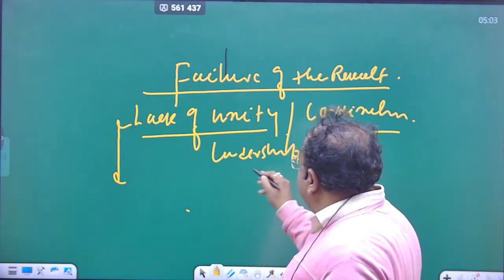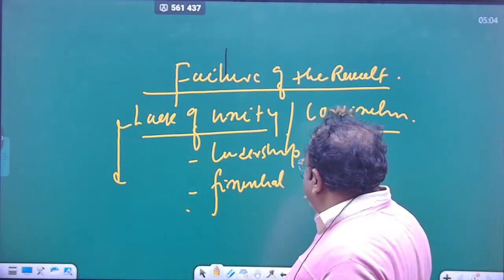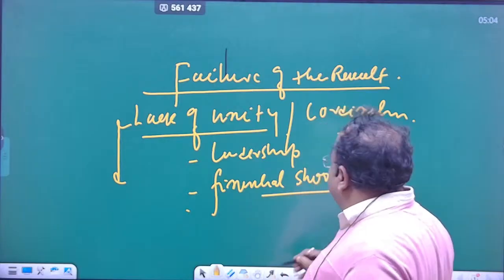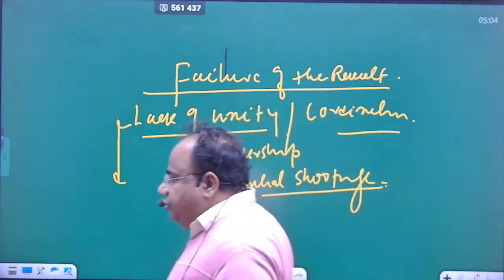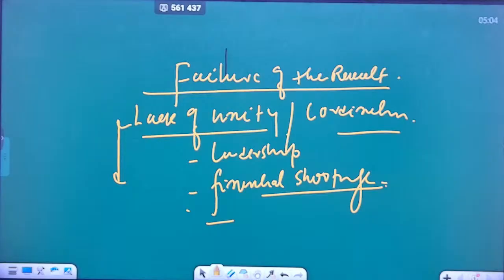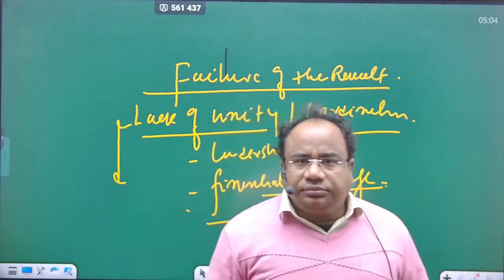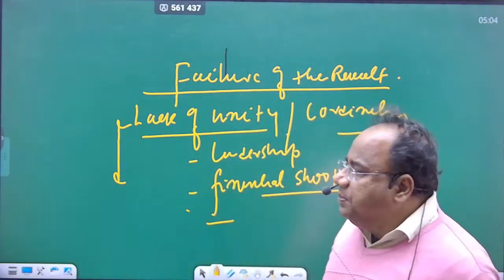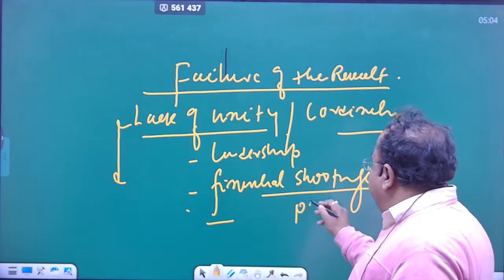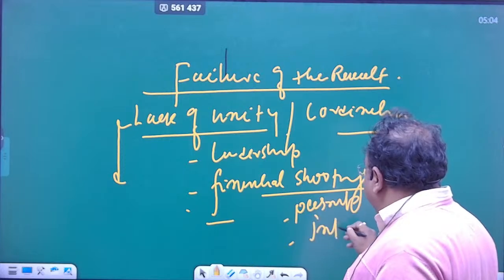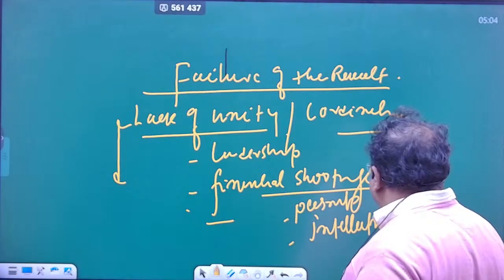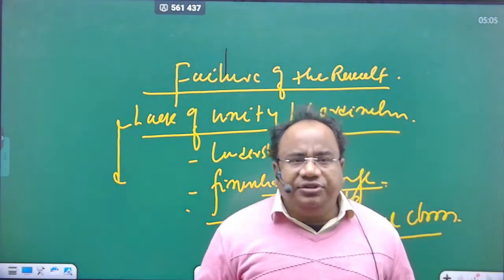leadership qualities, leadership, financial shortage, right? Financial shortage, okay? And you will also see that there is the old technique of weapons, right, and then you will see the lack of support from the common people. Common people did not support the revolt, like peasants, like the intellectual class, they did not support the revolt. That's why this revolt failed.